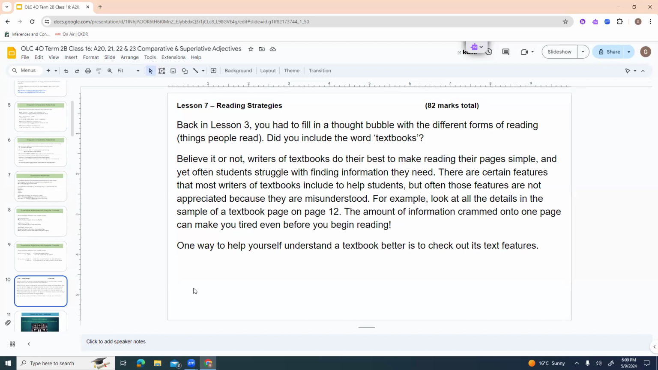appreciated because they're misunderstood. For example, look at all the details in the sample of a textbook page on page 12 in your unit. I'm going to look up that in a minute. The amount of information that they have crammed onto one page can make you tired before you even begin reading. It doesn't help that the type is so small either. One way to help yourself understand a textbook better is to check out its text features.